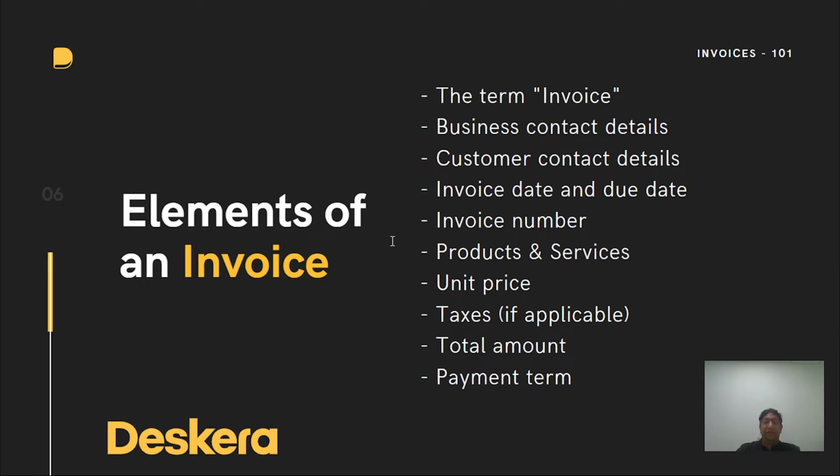Then we need the business contact details, right? Now business details include the business name, or you can call it the registered name, the email ID, the billing address. Again, this has to be the registered address. Plus you can also add the business logo. There are other important elements also that can be the tax registration number or company registration number or any other statutory detail that is required to be printed.